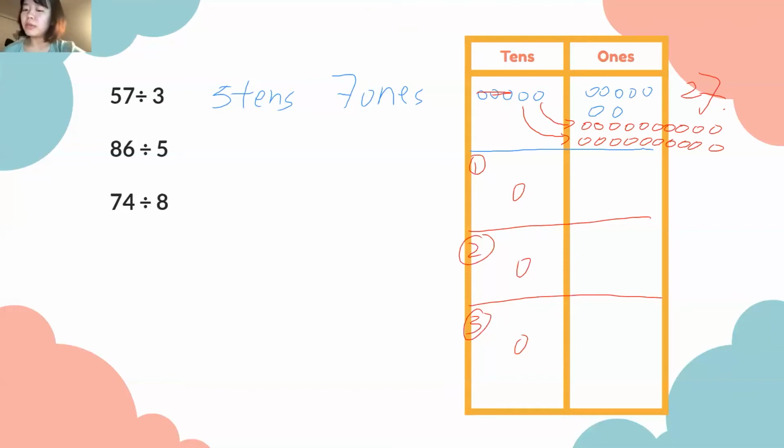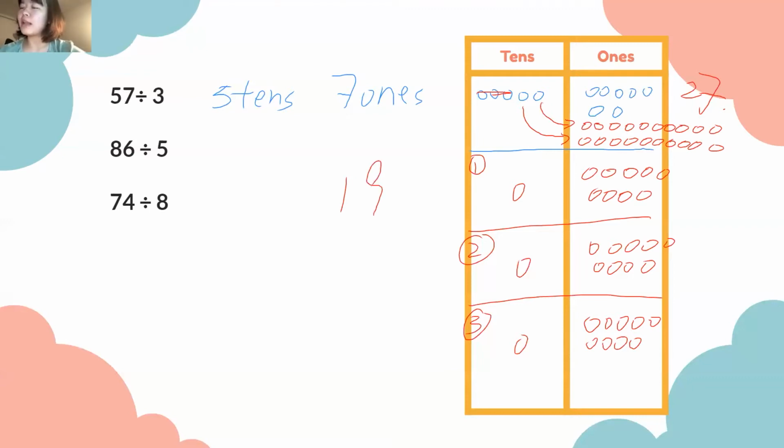And so you know the 3 facts. Use some mental math. What is 27 ones divided by 3? It will be 9. So each group will have 9 ones. 1, 2, 3, 4, 5, 6, 7, 8, 9. Okay, so in each group we have 1 ten and 9 ones.